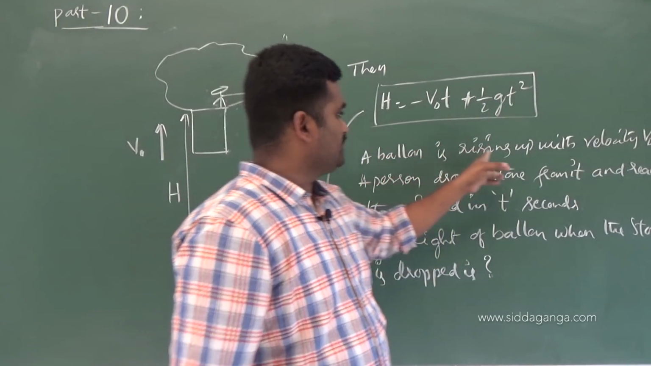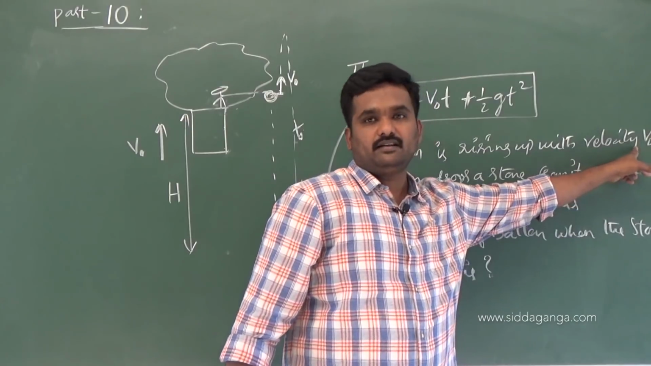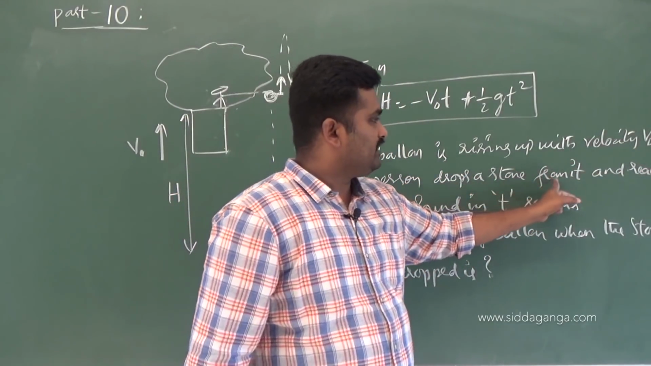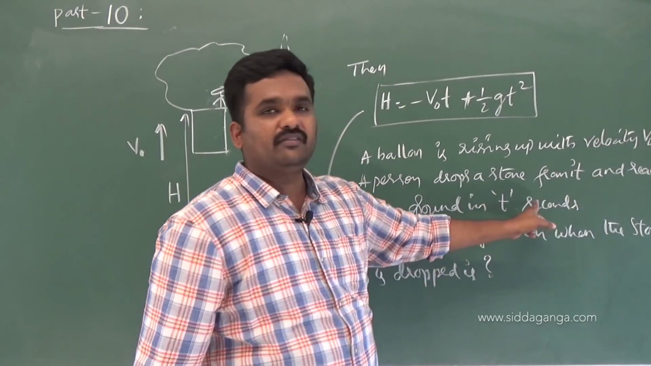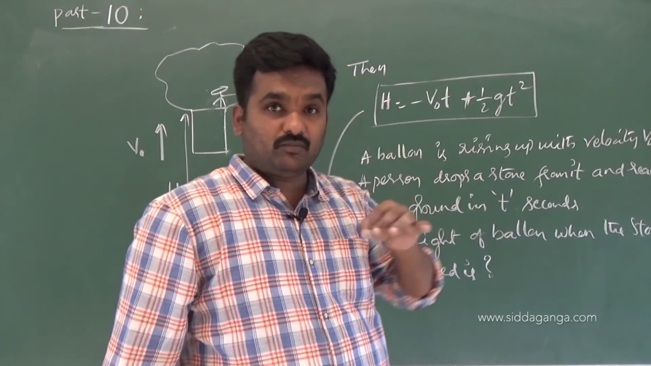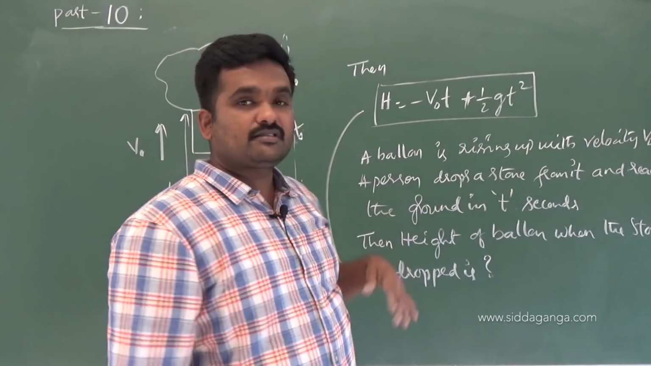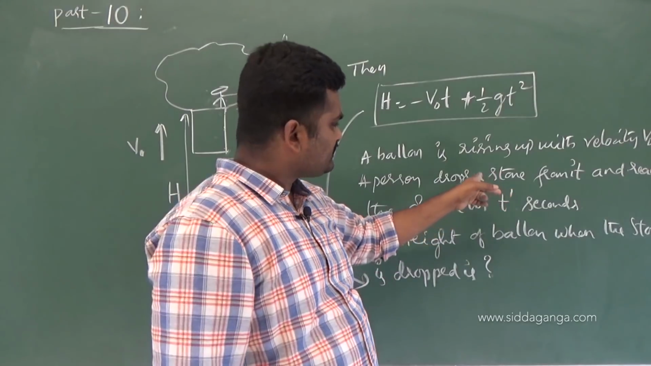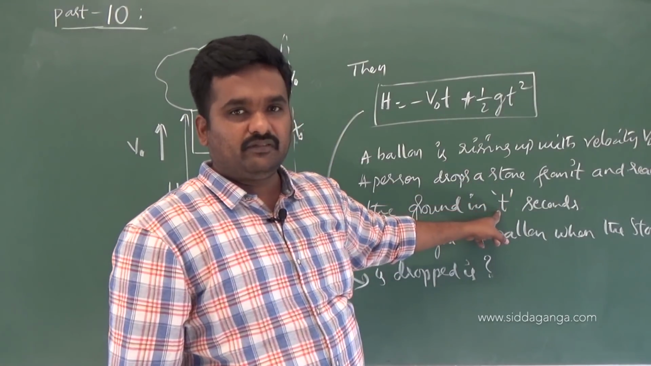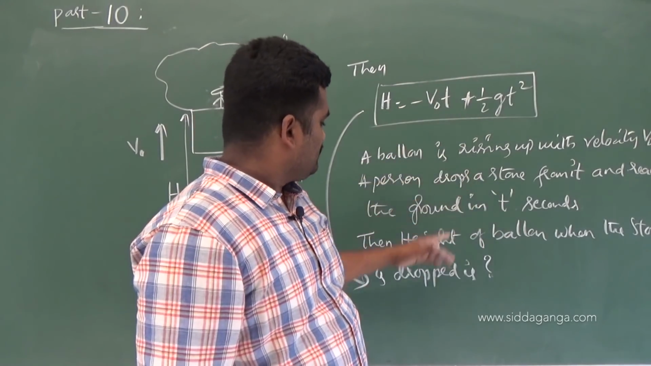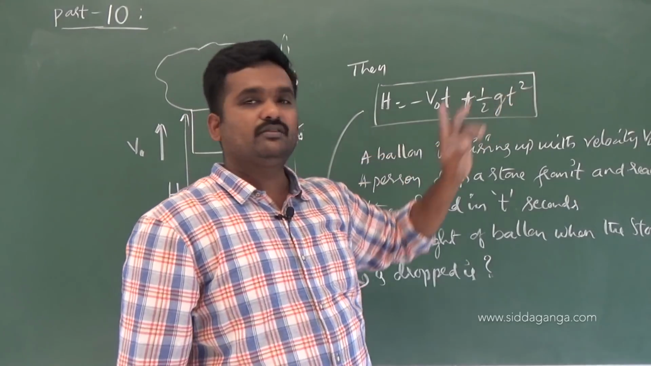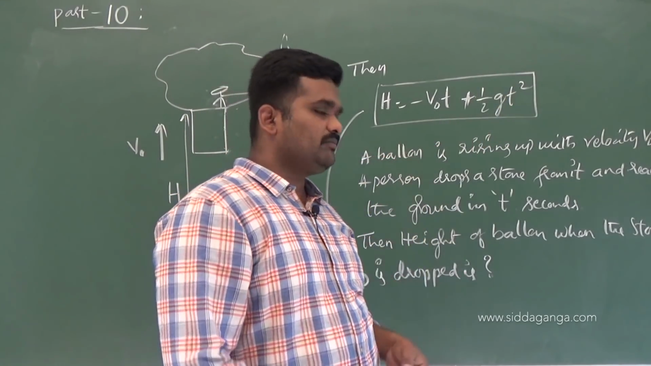They are saying a balloon is rising up with velocity v naught. A person drops a stone from it and it reaches the ground in a time of t seconds. A person drops a stone. From where is he going to drop the stone? From a balloon which is rising up with a velocity v naught. He drops it so that it reaches the ground in a time of t seconds. So the height from which he has thrown the ball is minus v naught into t plus half g t square. In the same problem they will ask the questions.